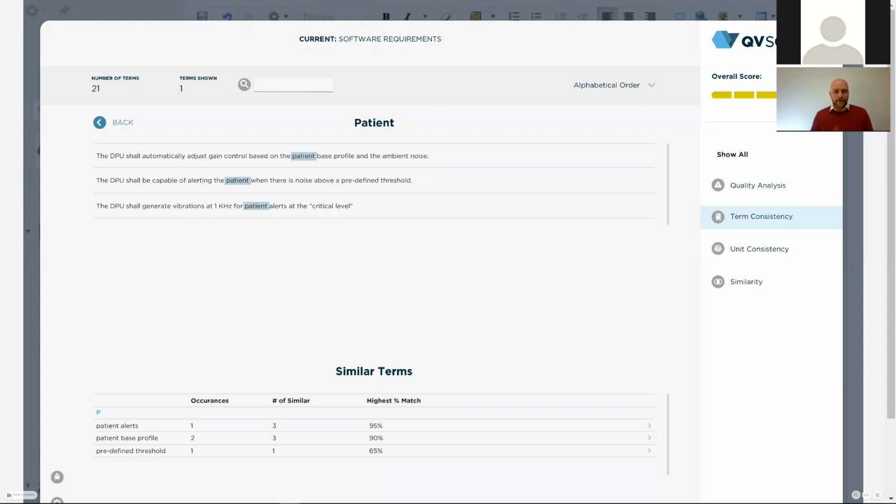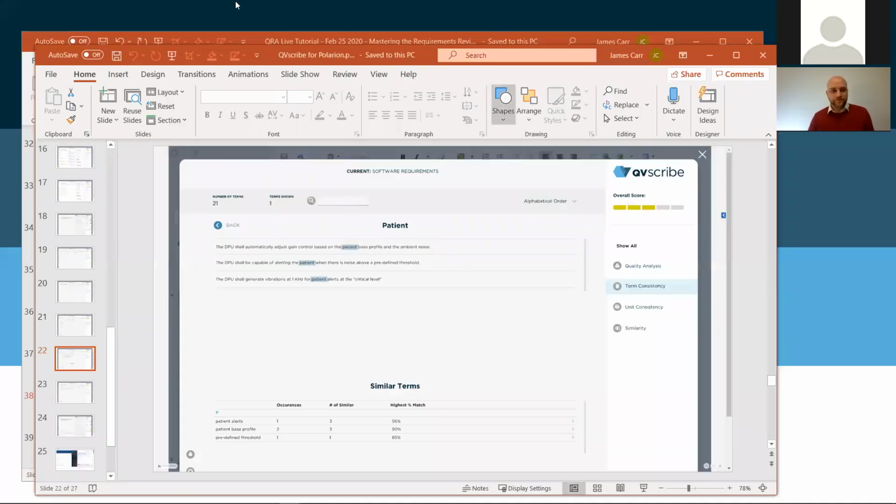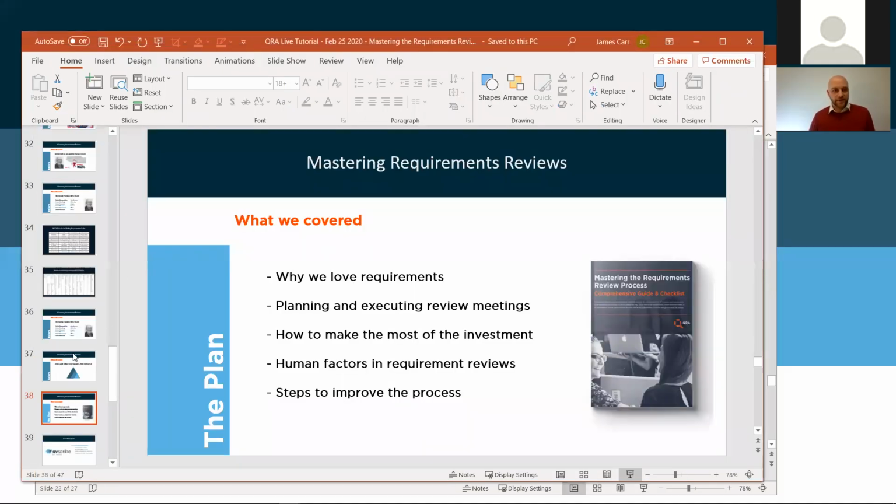So Polarian, DoorsNG, JAMA, Visual, and Helix, these different tools that are out there, we don't need to reinvent the wheel, but we think that helping people with the actual syntax of the words that you choose to use in your requirement is a really important issue. So that's what we're focused on, and we want to deliver those results in the workflows that you're already using, so we can unify your team and help keep everybody on the same page. I hope that helped answer your question.